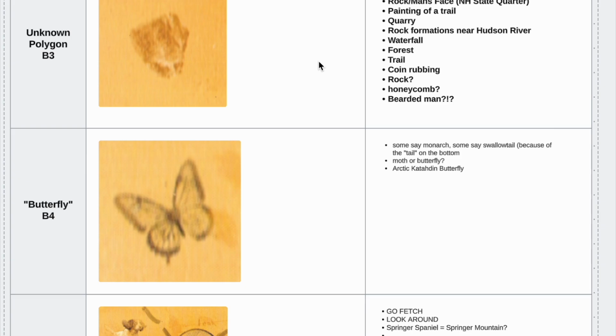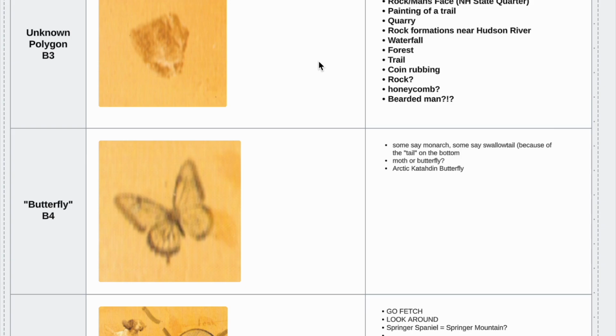I've gotten everything from the Mount Holly mammoth tooth, which is the Vermont state fossil, to there's a rock slash man's face on the back of the New Hampshire state quarter. Someone even said they saw a bearded man in there. A honeycomb. Is it a coin rubbing? Is it a forest? Is it a trail? Is it rock formations near the Hudson River? Is it a rock quarry?